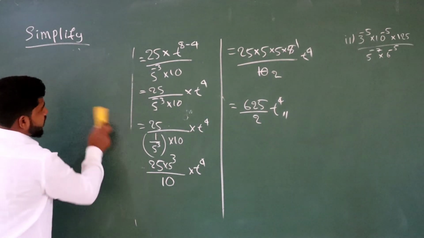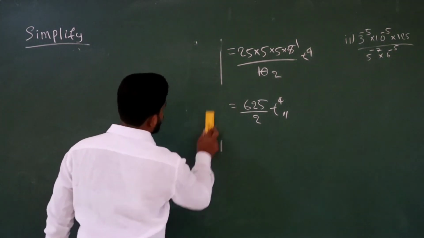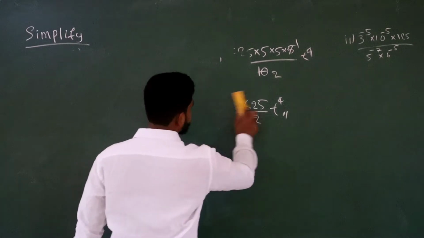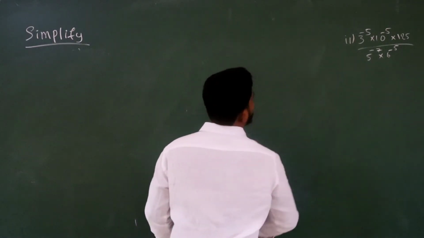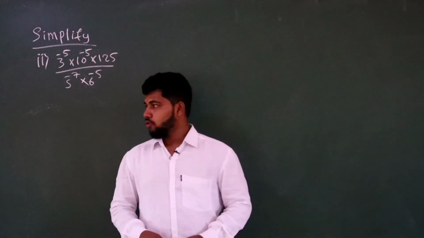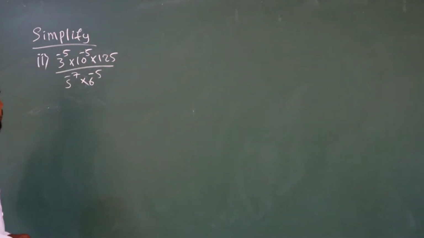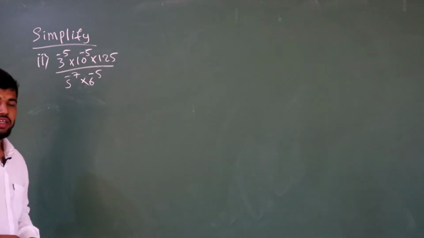This is a somewhat lengthy problem. Now look at the problem number two. Simplify 3 power minus 5 into 10 to the power of minus 5 into 125 divided by 5 raised to minus 7 into 6 raised to minus 5. They asked to find the simplified form.